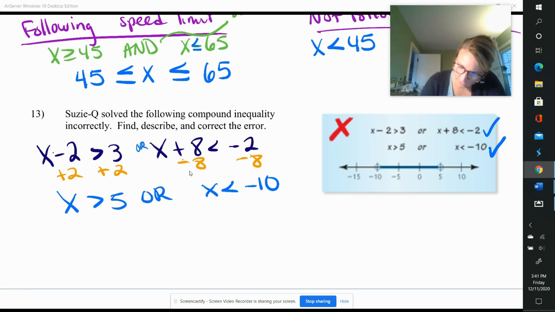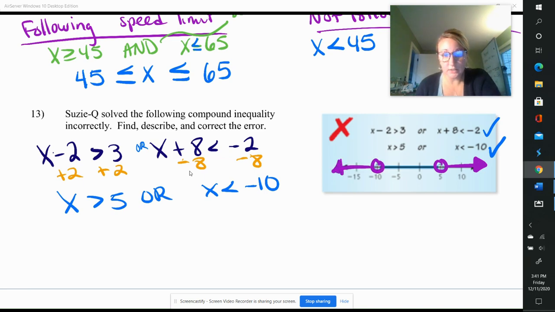However, when we would go to graph, x is greater than 5 would be shaded to the right, or x is less than -10 would be shaded to the left. So it looks like Susie Q solved this inequality correctly, but graphed the inequality as an and compound inequality when it should be an or compound inequality.